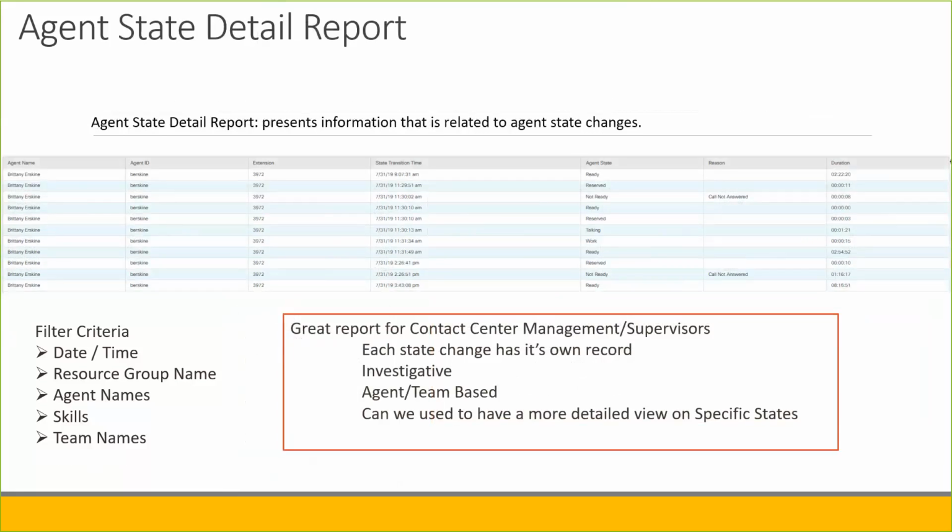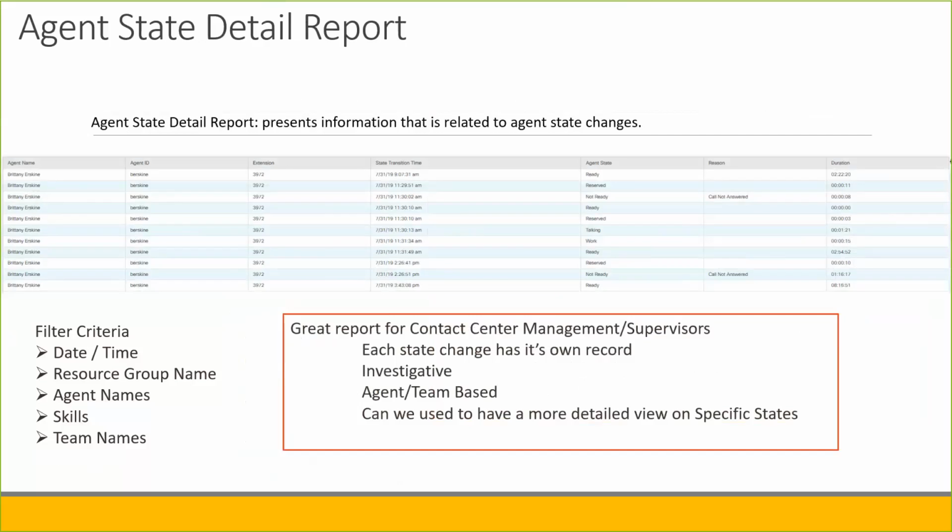So each time I change my state in the system, whether it is something that is automated after I log in or my phone goes offline, maybe that's a state change. Anytime a state is changed for whatever reason, whether it's automatic or manual, all right, I click on the drop down and I change my state. What this is going to do is it's going to create a record. This report provides that list of records by and at the agent level, okay?